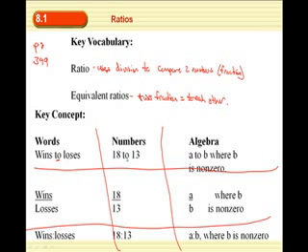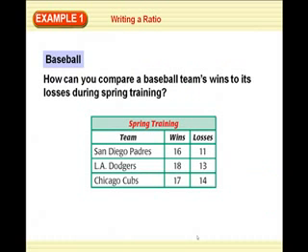So they're saying 18 to 13. And the algebra: A to B, where B is non-zero. You can't have a 0 on the second number. Wins over losses, you can write them like a fraction, 18 over 13, or A over B, and B can't be a 0. Or you can use the colon in between it. Even with the algebra, B cannot be a 0. So take a few seconds. If you need to pause this, write that down, and then let's get to writing some ratios.